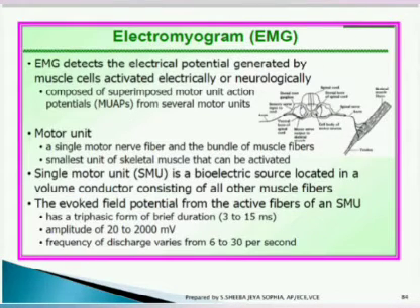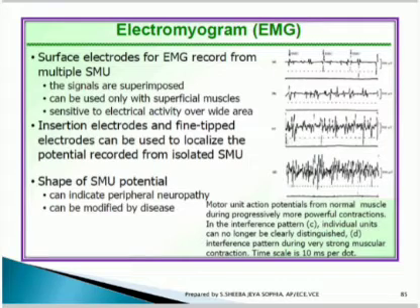EMG is another one. The electromyogram detects the electrical potential activity of the muscles. For example, if he or she is an athlete, their muscles may get damaged very frequently, so EMG is used for finding muscular movements and muscle tearing. Surface electrodes are mostly used for EMG measurements. Here you can see the waveform representation, how the muscle values are marked. The shape of this potential indicates peripheral neuropathy and can be modified by the occurrence of the disease.